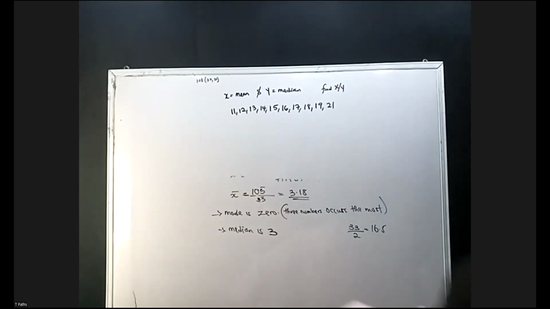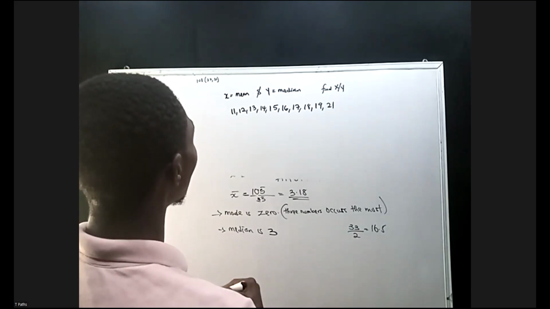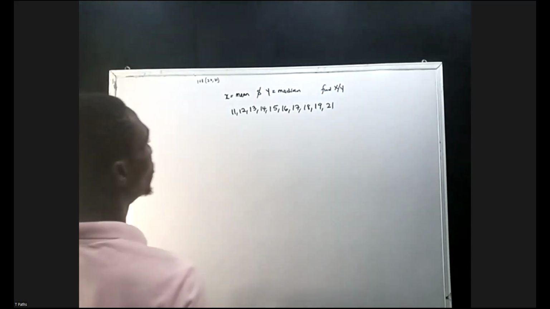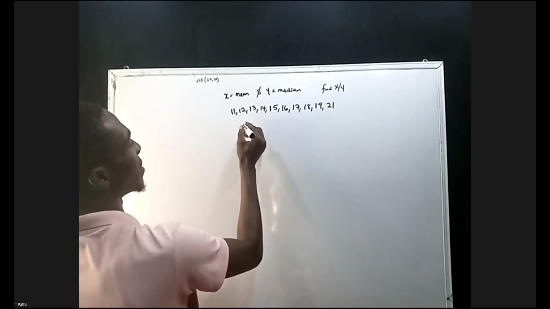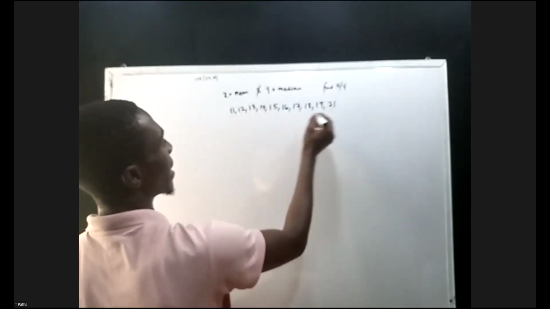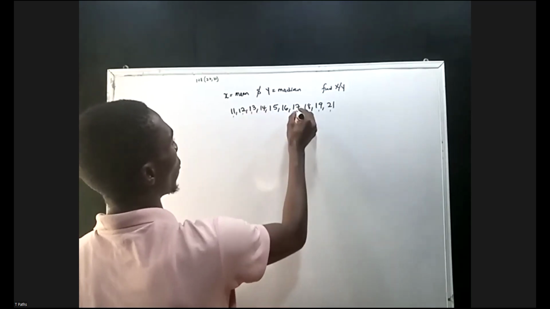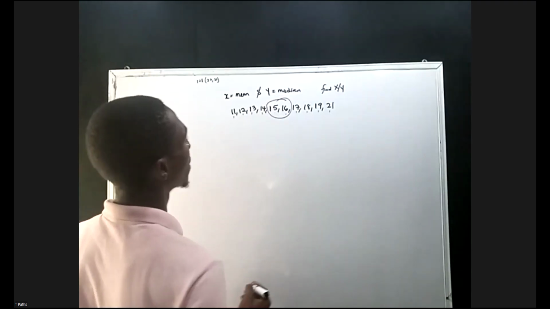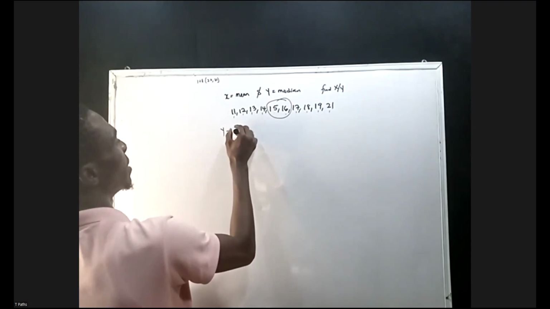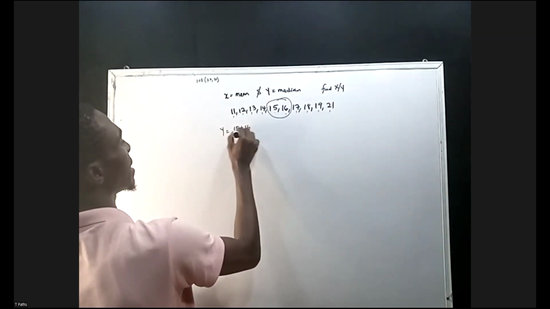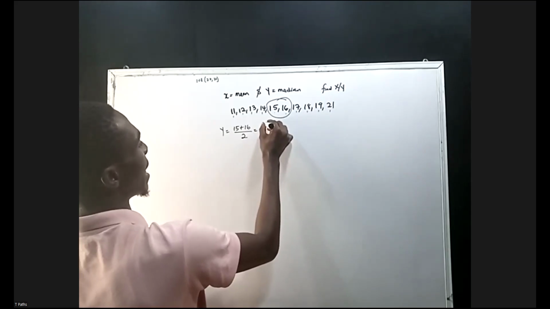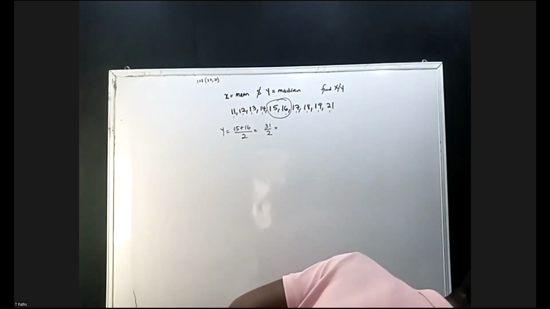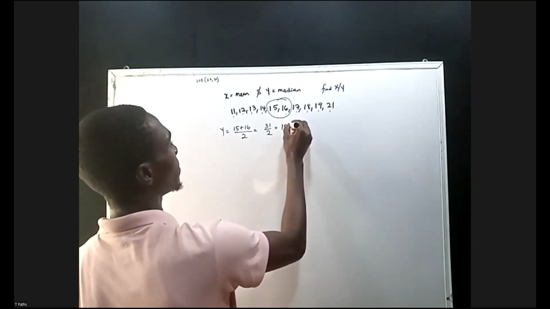The solution says that even without touching these data values, by arranging them in order, we know that our median is always the middle number. One number here, one number here, and so on for all ten. So the median Y equals 15 plus 16 divided by 2. That is 31 divided by 2, which will give us a decimal value. So I can say it is 15.5.